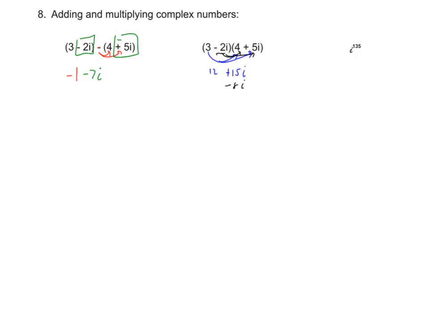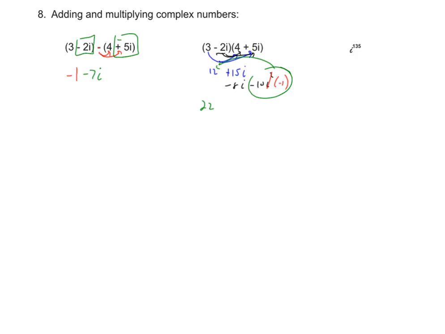-2i times a positive 5i is -10i squared. All right, couple things. Remember, every i squared is a -1. So what do we really have? -10 times -1, that's a positive 10. Add that to our 12, and that gives you a 22.